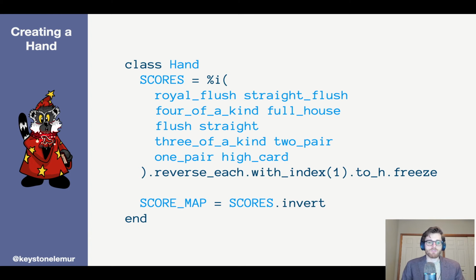Now then, after we have those scores as a list, we want to take them backwards, giving us high to low, and merge them with their indexes using reverse each dot with index.